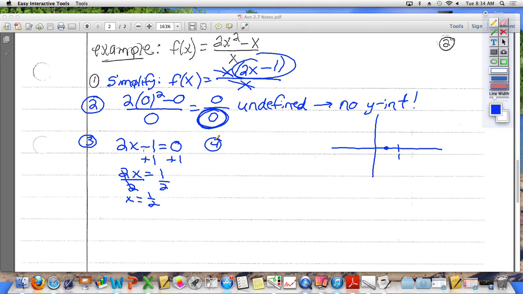Since I could cross these off, these x's right here were common to the top and the bottom. That meant that there's going to be a hole at the value of x that would make that thing 0. So what is the value of x that makes this 0? 0. There's going to be a hole at x equals 0. So I go to an x value of 0. Here's an x value of 0. And I know that wherever it should cross the y-axis, it's not going to. There's going to be a hole there instead.